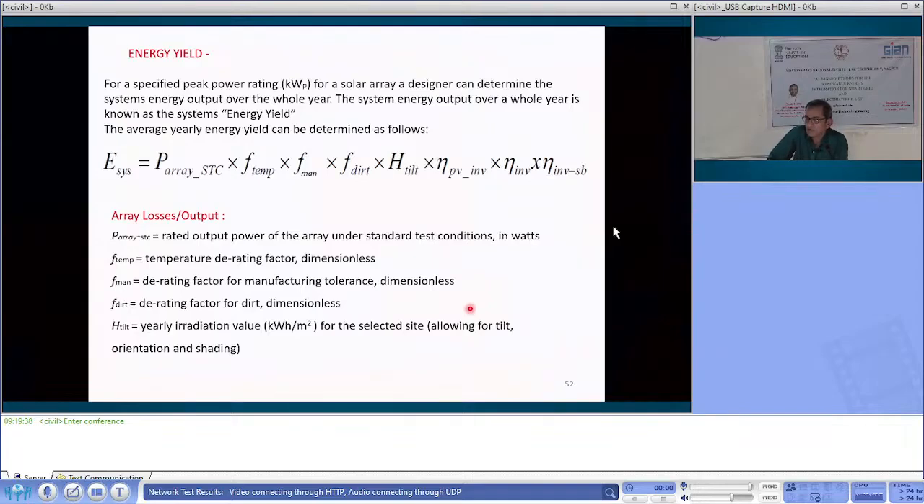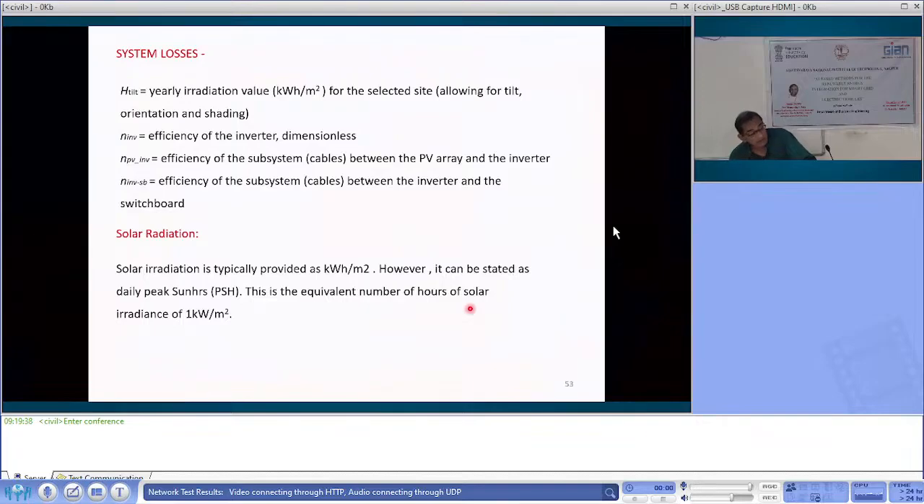Okay, so how to bring these dynamic conditions of the source into the simulation. Then the temperature derating factor, derating factor for manufacturing tolerance, due to dirt, yearly irradiation value and other factors with that. Okay, yearly irradiation value, efficiency of inverter, efficiency of the subsystem, efficiency of the cable between the inverter and switchboard, and solar irradiation as you measure.